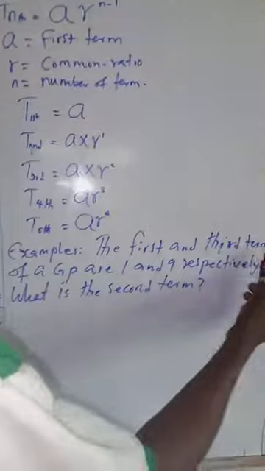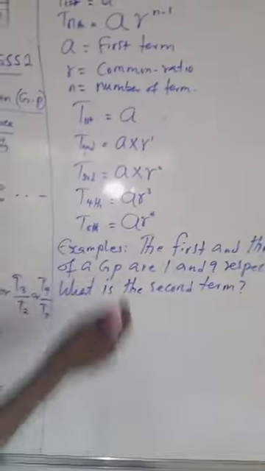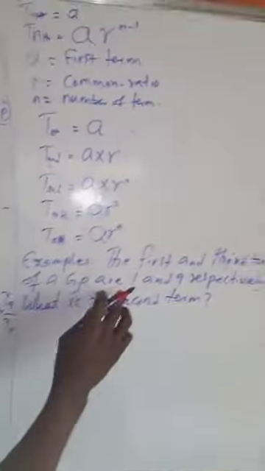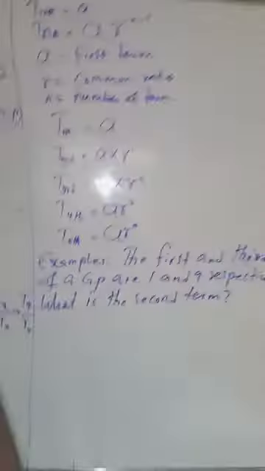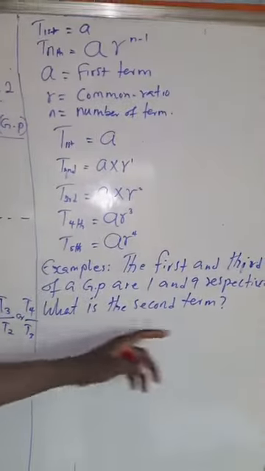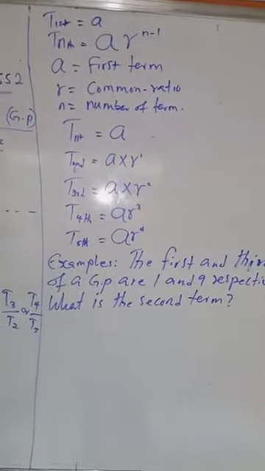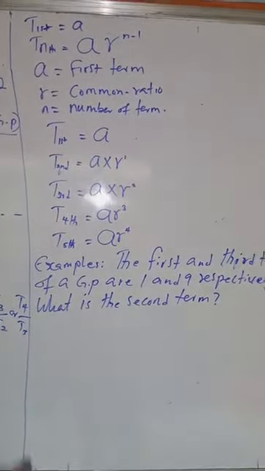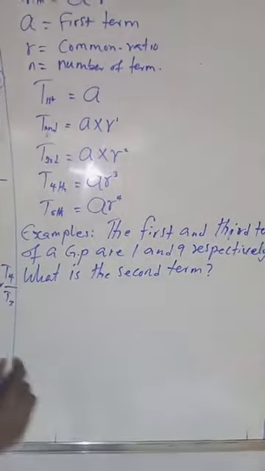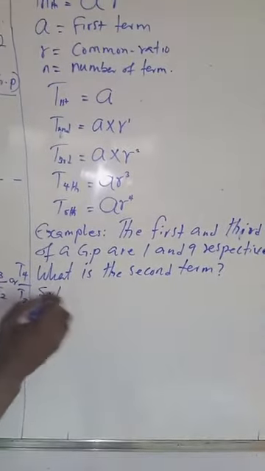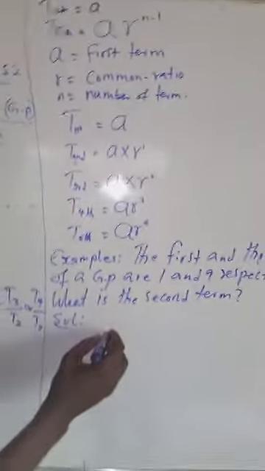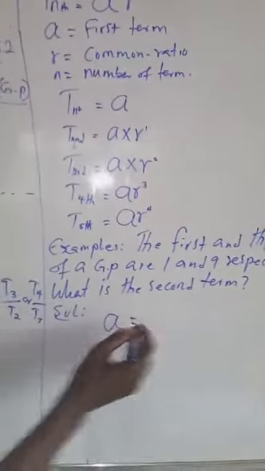The first and the third term of a GP are 1 and 9 respectively. What is the second term? So this is a kind of why question. So, the solution: the first term, which is the a that we normally see, is 1.